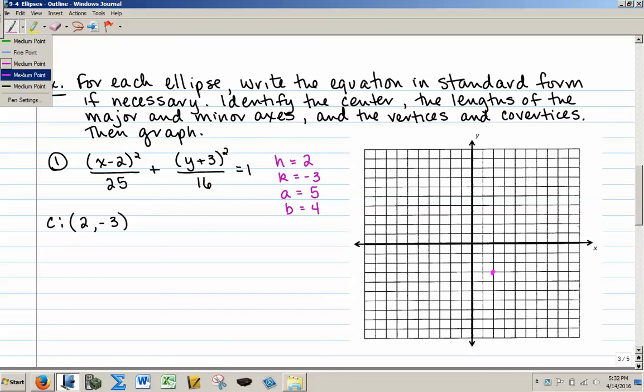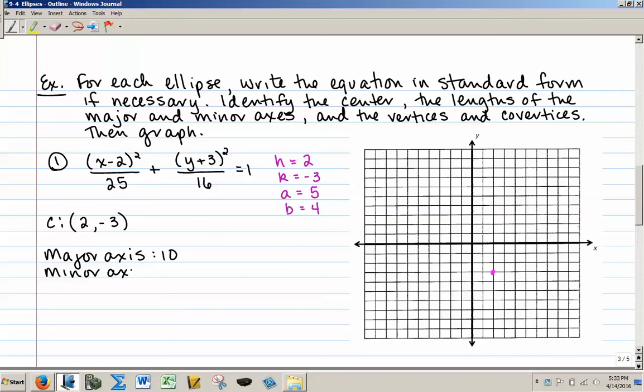So that means that the length of my major axis is 2 times a, or 10, and the length of my minor axis is 2 times b, or 8. And before we find the vertices and co-vertices, let's go ahead and just continue graphing this. So I know this is going to be basically oriented horizontally.